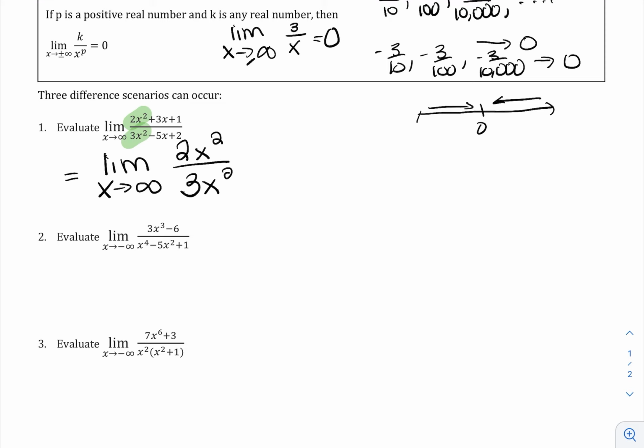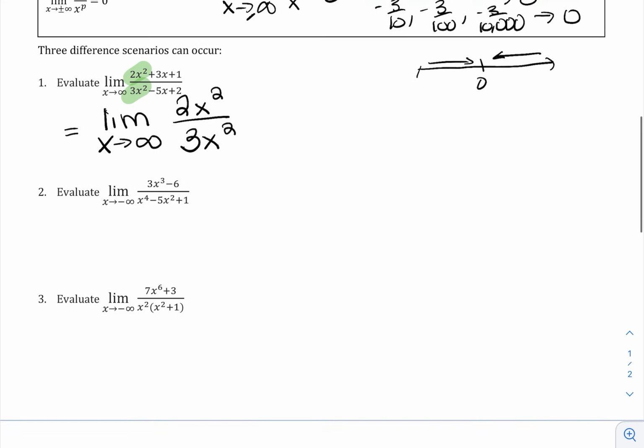And I'm going to do this actually for all 3 problems here. Let's take a look at all 3 at a time. So in the next one, the leading term in the top is 3x cubed, and then the bottom is x to the 4th. So I have that this is equal to the limit as x goes to negative infinity of 3x cubed over x to the 4th.